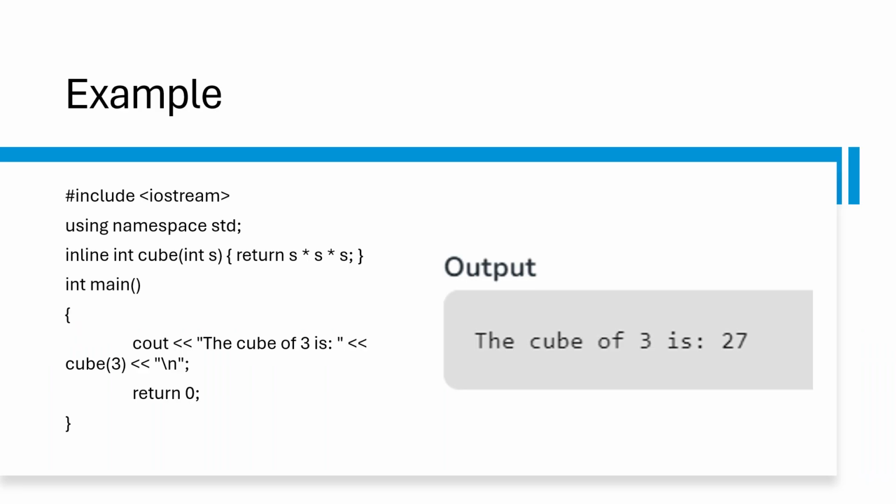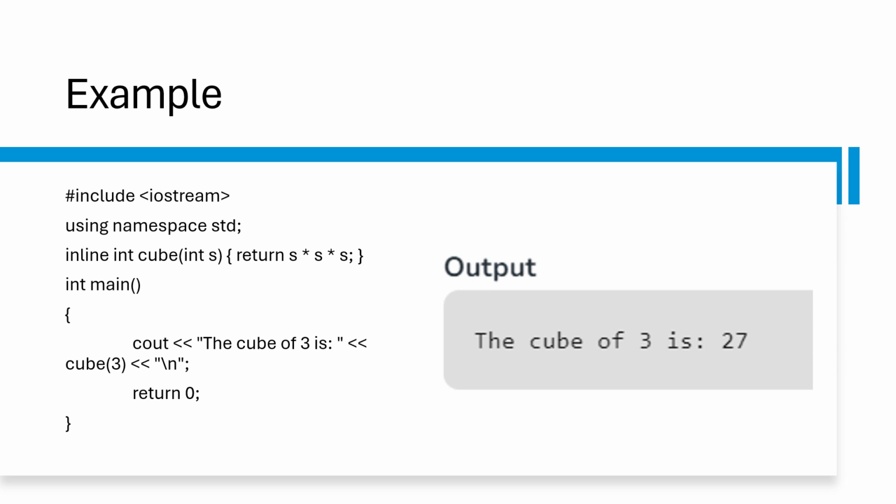Simple example: we are using the inline function here. Inline int cube function, we are going to say int s, and here return s * s * s. In the main function, we are going to print with cout: the cube of 3 is cube(3).